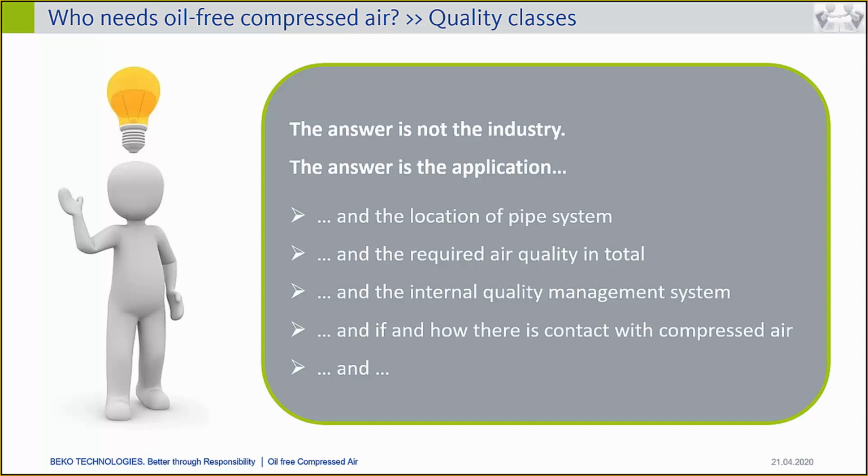Another point is the internal quality management system of each company, because mostly the customer itself or his quality management system classifies the application in terms of the contact with compressed air. This is particularly true for the food industry, which decides whether that is indirect or direct contact of compressed air. And generally, if the products which are manufactured have contact with compressed air anyhow.